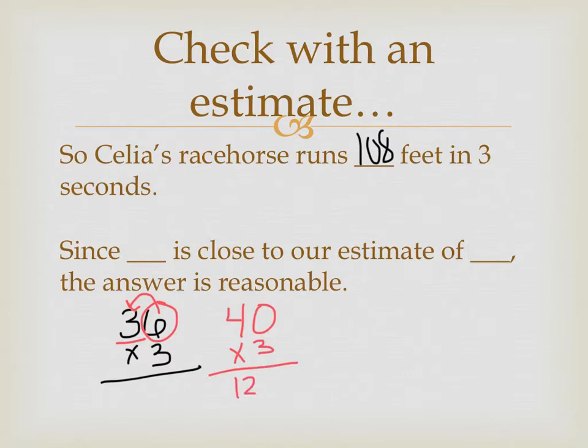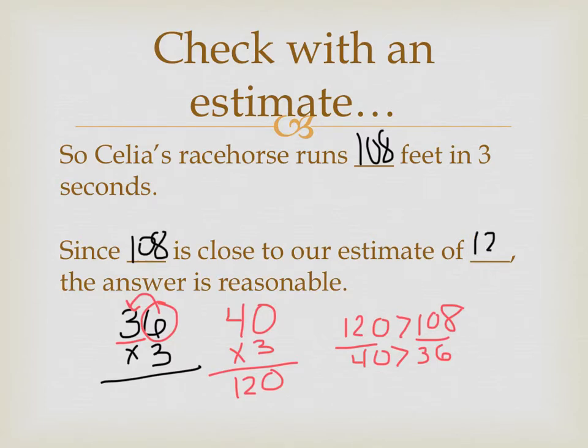40 times 3 is 120. 120 is more than 108. But 40 is also more than 36. And 120 and 108 are close together. So I can say that my answer is reasonable. 108 is close to the estimate of 120, and our comparisons were both greater, so my answer is reasonable.